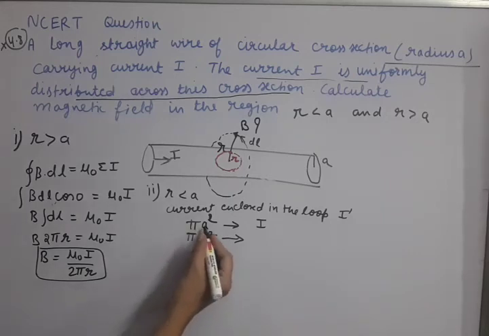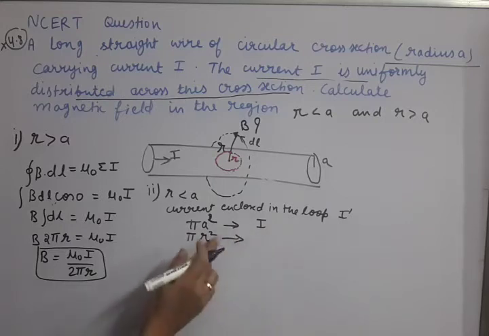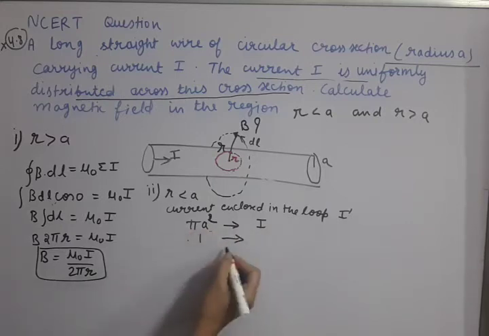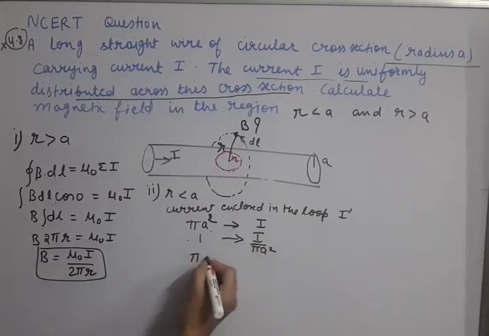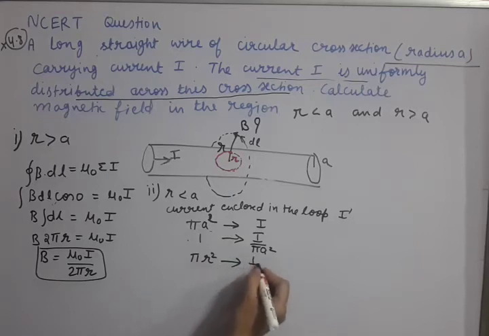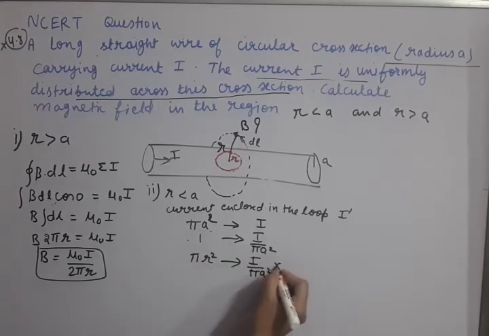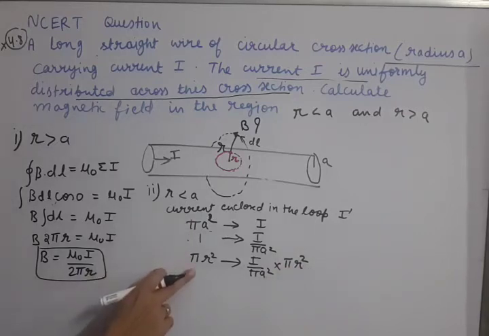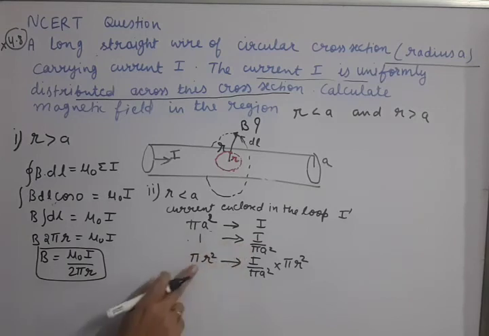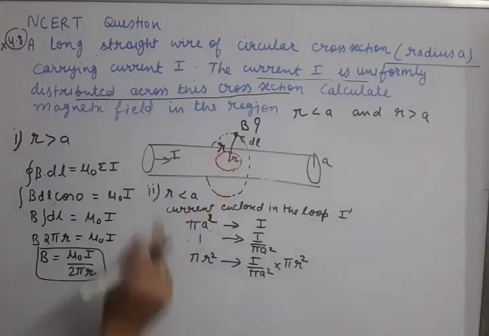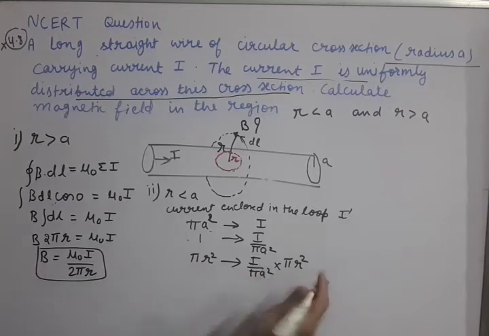If in the pi a square area the current is I, so in area 1 the current will be I upon pi a square. So in area pi r square, current flowing will be I upon pi a square into pi r square. Carefully understand this thing. In pi a square, current is I, so in area 1, current is I upon pi a square. So in the smaller loop pi r square, how much current will flow? This we will be naming I dash.